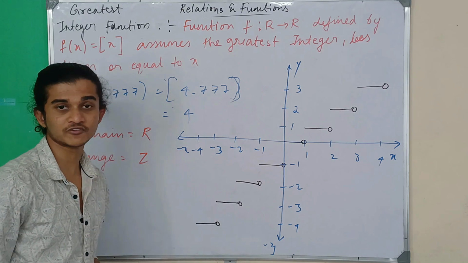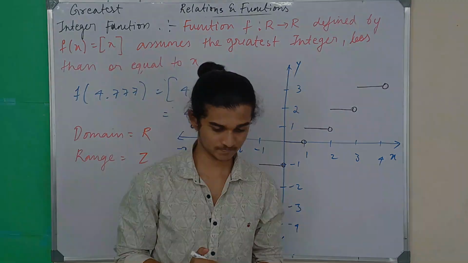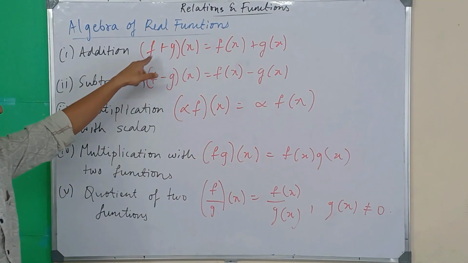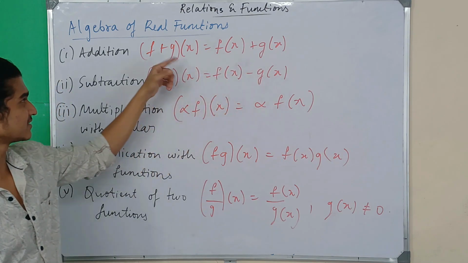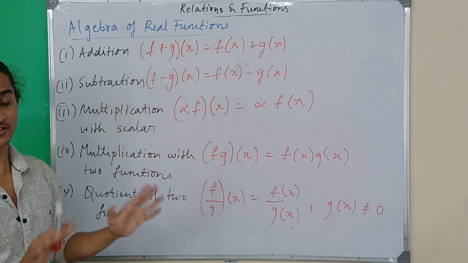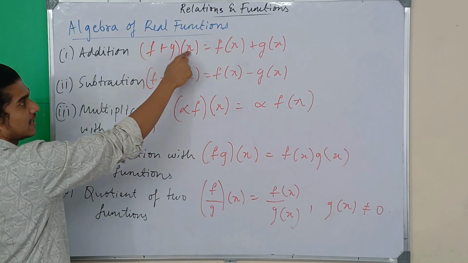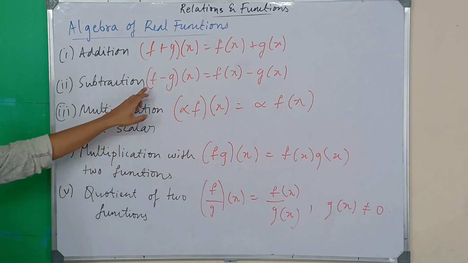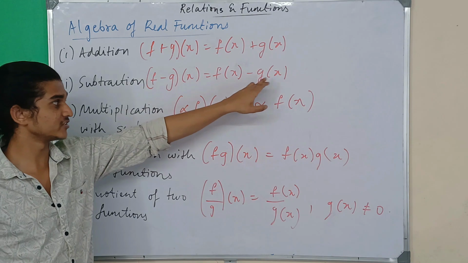So these were all the different types of functions. Now let us see the different algebras of functions, the algebra of real functions. First is addition. So f plus g of x is equal to f of x plus g of x. It's not literally so, but in order to remember this, just assume x is getting multiplied with f and g, and so you get this. The next thing is subtraction. So f minus g of x is f of x minus g of x.